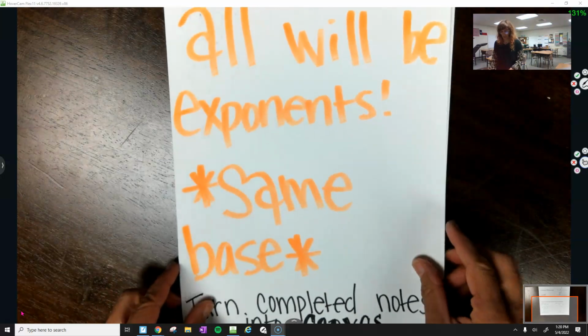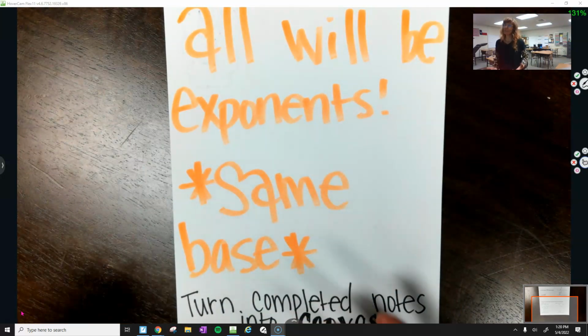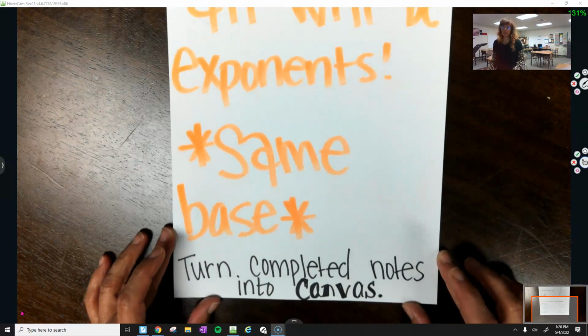All right, so the big takeaway from this is we're going to write everything in exponents. You really don't solve a log. You're just going to turn most of it into exponential form.